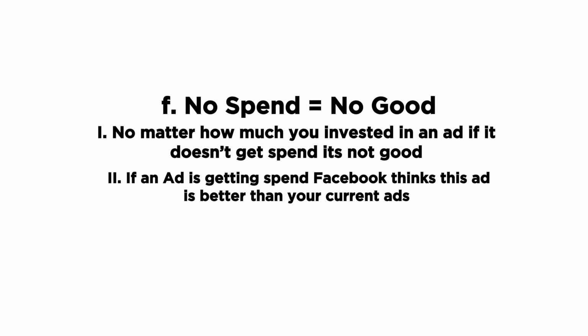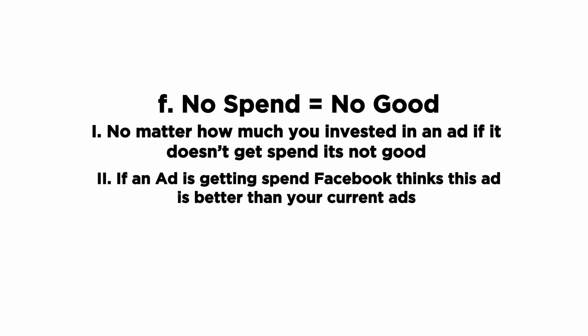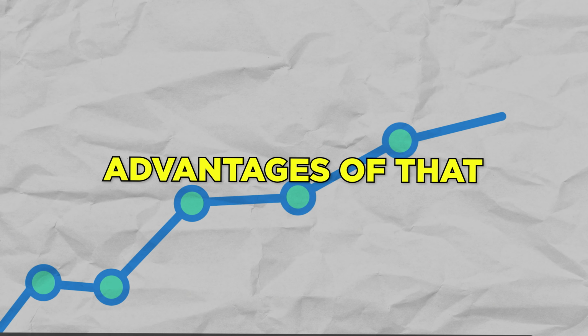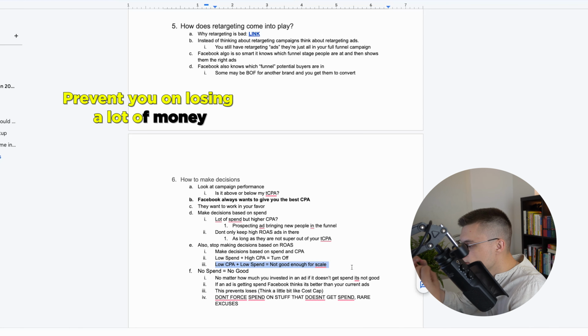If an ad is getting spent, Facebook thinks this ad is better than your current ads. And this has two main advantages. First of all, you obviously have to accept the fact that not every ad is going to get spent. Not every test that you're doing is going to get spent. And once you're okay with that, you can start to see the advantages of that. This prevents you from losing a lot of money.